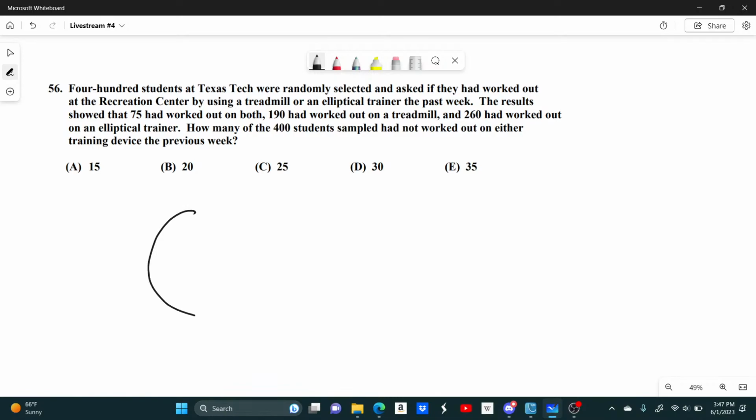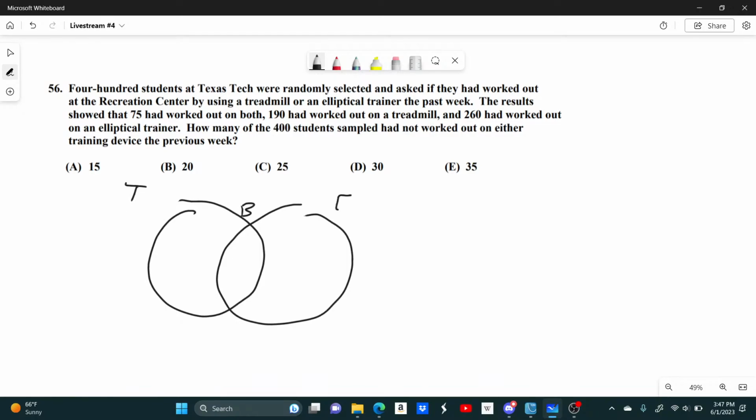So this seems to me like a pretty obvious use of a Venn diagram. I like using these. The three-way ones are annoying, but whenever you just have two, that's better. Okay, so 75, so this is both. This is the treadmill, this is the elliptical. 75 had worked on both. Said 190 had worked out on the treadmill, but it's not only the treadmill. So that 190 is including that 75. And so it's actually 115 that's in this box right here. And 260 had worked out on the elliptical. Remember, the same thing. That 260 includes that 75.